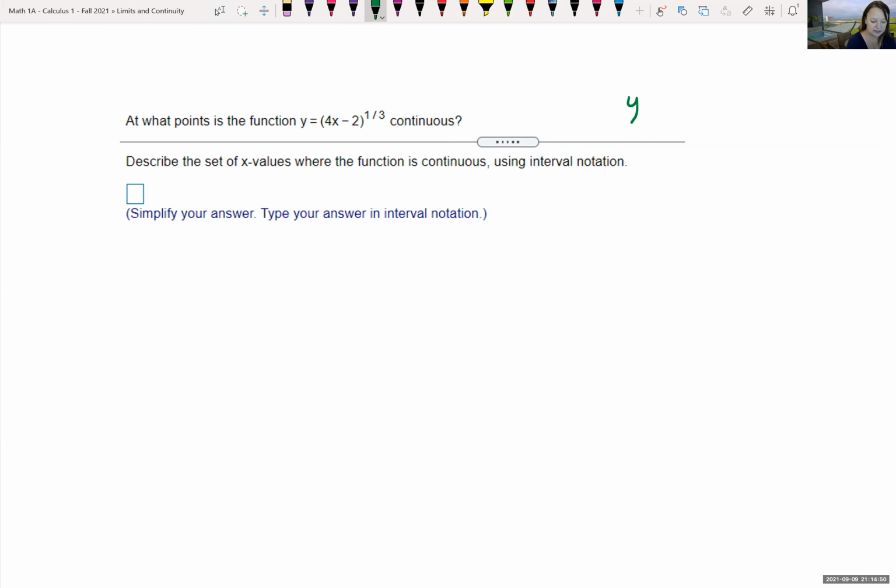And so if we look at this, this is really the same thing as y is equal to the cube root of 4x minus 2. And so since I'm taking an odd index, that means I can have negative numbers underneath that radical, and I would get back a real number. And so there's no values that I have to exclude for x in this case. And so I know that this is continuous everywhere. And so it's continuous from negative infinity to infinity.